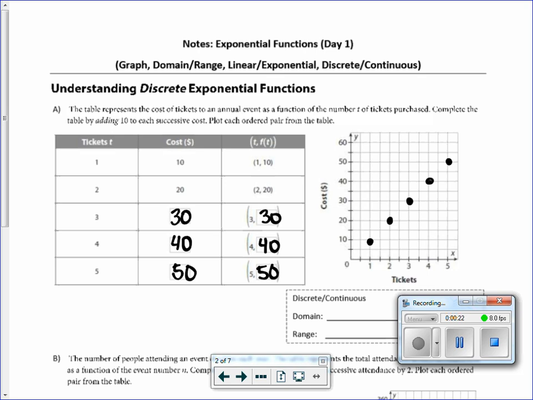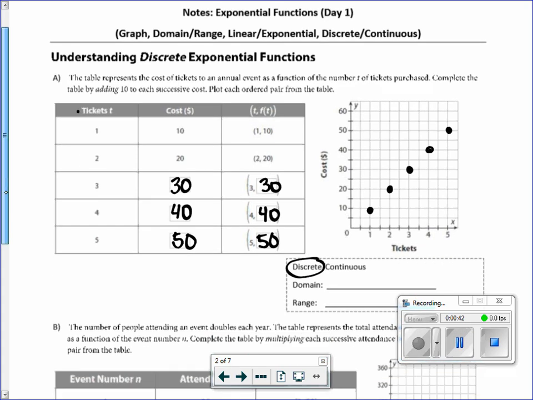But this is the table and then the graph. Are we connecting the points? No. How come? Why is it discrete instead of continuous? Because you can't have... Yeah. This is talking about tickets. You don't sell half of a ticket to someone, you sell a full ticket.